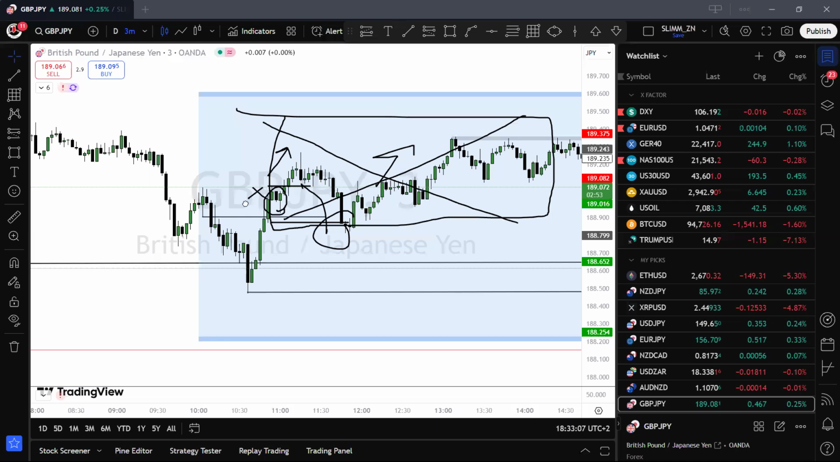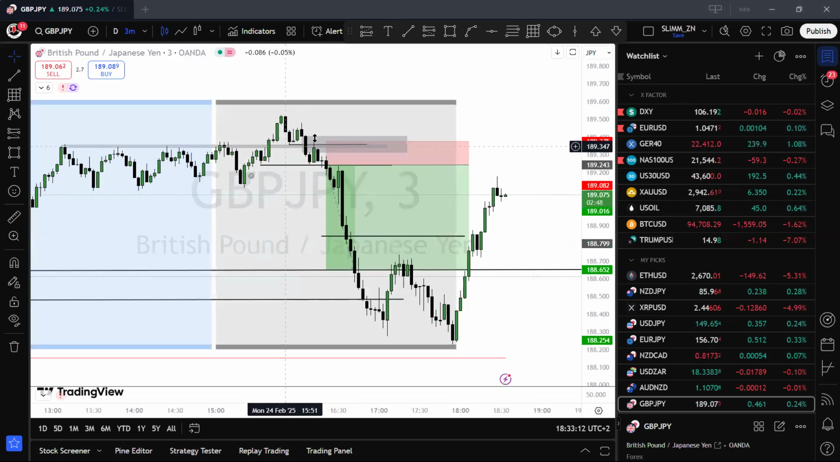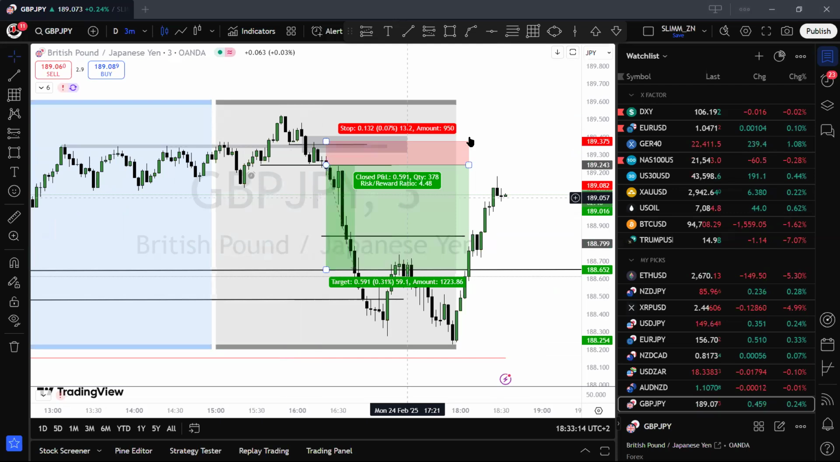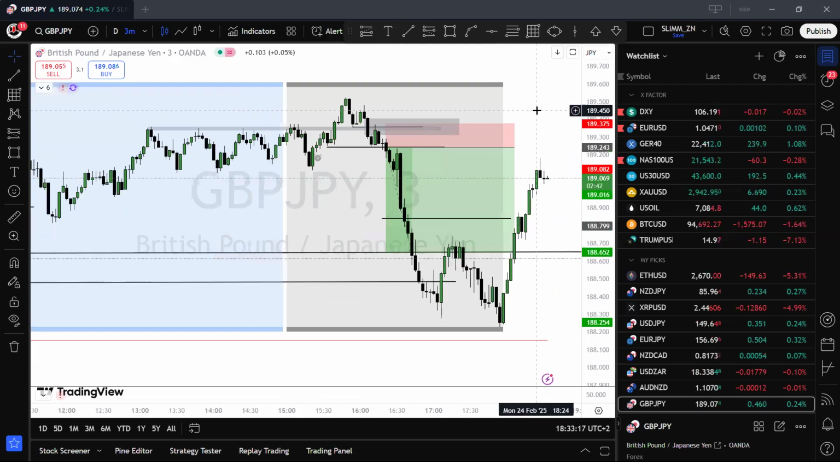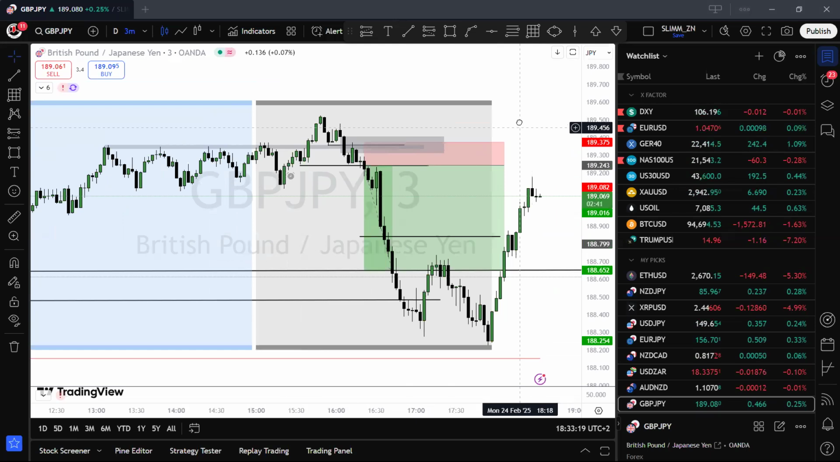Then when I came for New York, which is my normal trading time, I managed to find a nice setup, and we managed to take a nice win on GJ. So I think that's it for today.